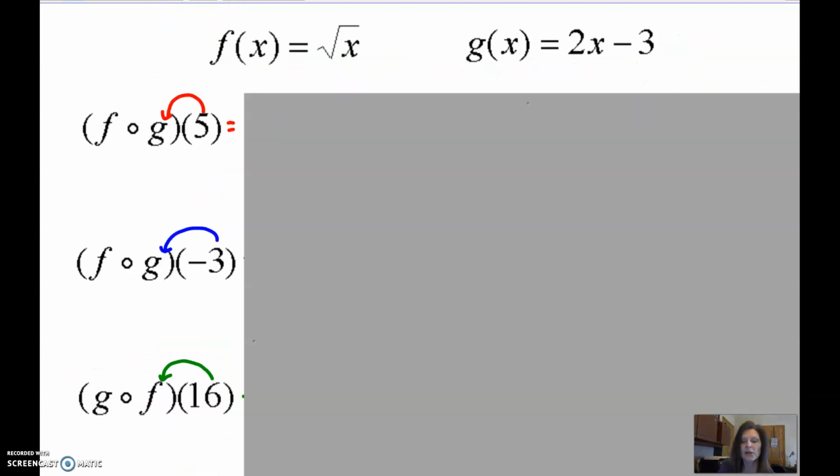Now, I can also do it with other types of functions. So if you want to give it a try yourself, just pause this and see if you can come up with the answers to these 3. F of g of 5. Remember, 5 goes into g first. F of g of negative 3, and g of f of 16.